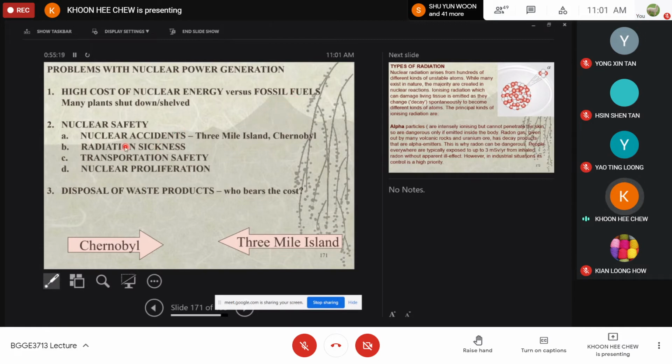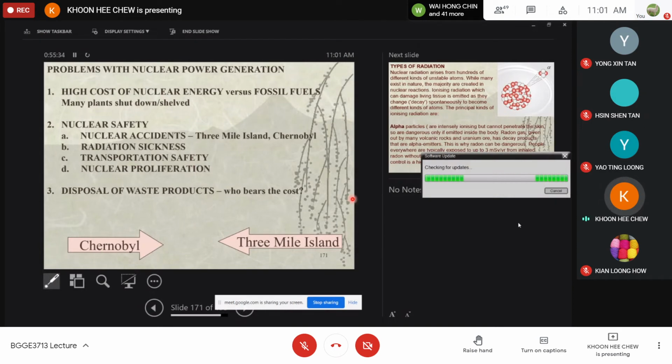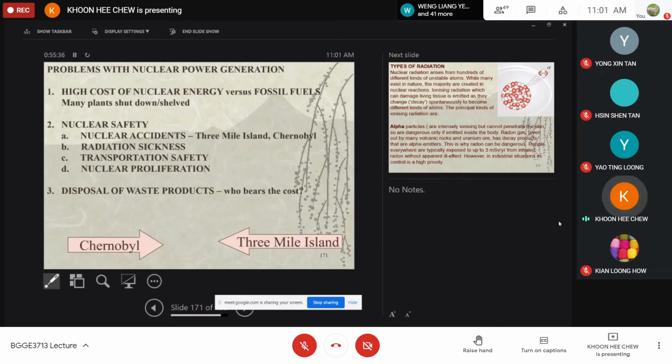The nuclear energy may also cause radiation sickness, and then transportation safety, as I mentioned just now. If you want to transport the material from Australia to, let's say, the USA, you need to have very tight transportation security. Otherwise, in case anything happens, like being hijacked by terrorists or whatever, it may cause problems. If hijacked by terrorists, it will cause nuclear proliferation. So this is nuclear safety.